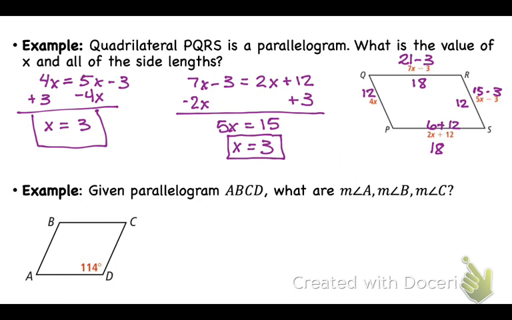Okay, Brian, what did you do? Alright, so you take 180 minus 114. Minus 66. So 180 minus 114. Who all did that? Okay, we got 4 people. Yeah, so you got 66. And where does 66 go then, Brian? Angle A and angle C. So angle A is congruent to angle C, which is 66.